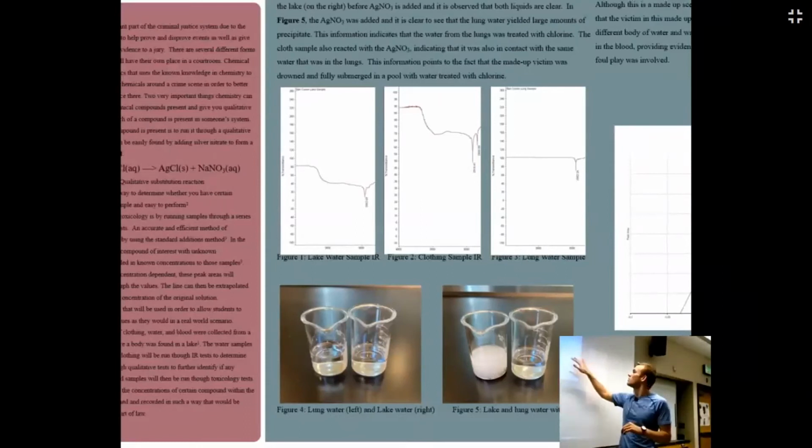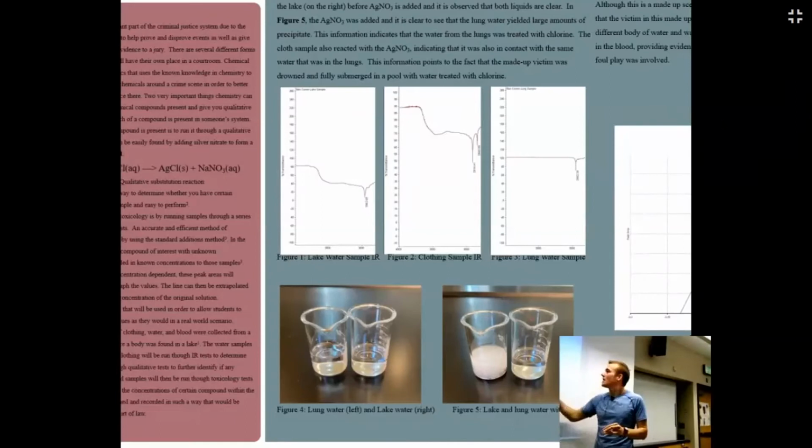So from this data on the water, we know that there were no compounds really in the lake water that showed up in the lung water, and that we had chlorine, which implies that we had a filtered pool water or some kind of filtered water that had chlorine in it. This shows us that the body was not drowned in the same body of water that it was found in, which does indicate foul play.